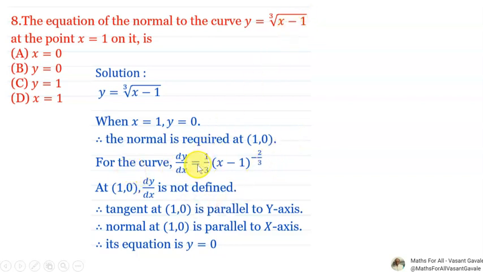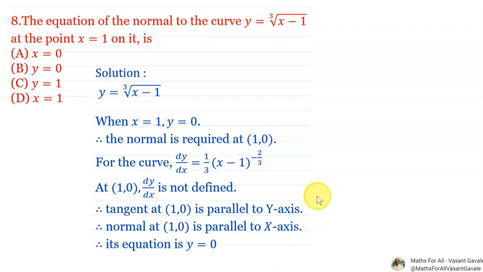Now differentiate this with respect to x. Therefore dy/dx, the derivative of y = cube root of (x − 1), is (1/3)(x − 1)^(−2/3). Therefore dy/dx = 1/3 (x − 1)^(−2/3). If we substitute x = 1, then you will get 1 upon 0. Therefore at (1, 0), dy/dx is not defined. Okay. Therefore the tangent at (1, 0) is parallel to the y-axis, because the slope of the y-axis is not defined. It must be parallel to the y-axis.